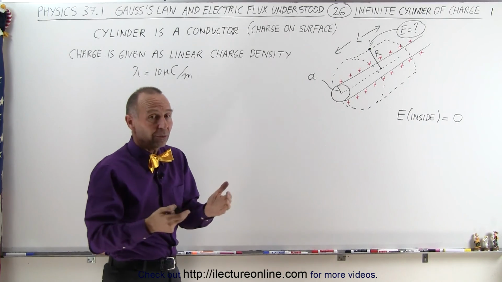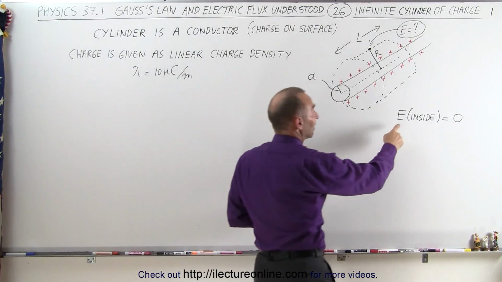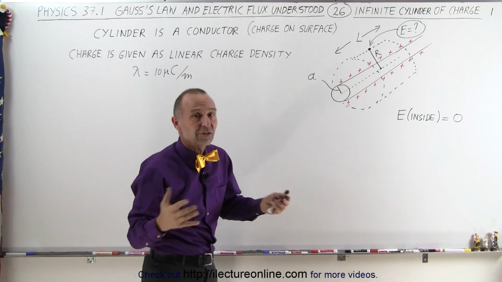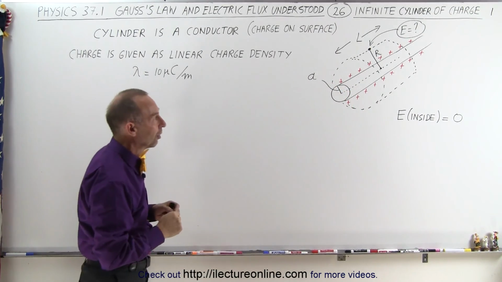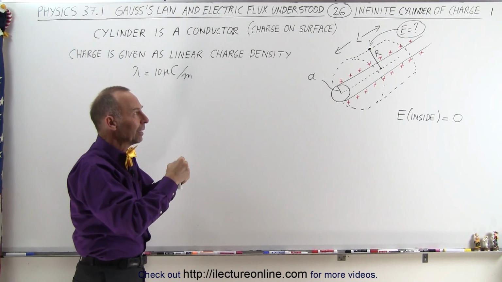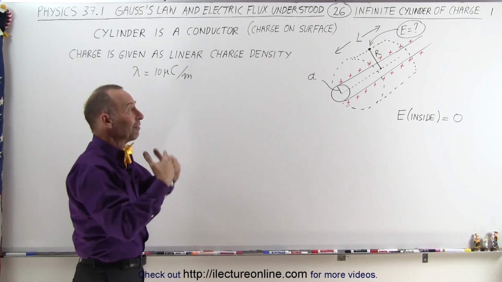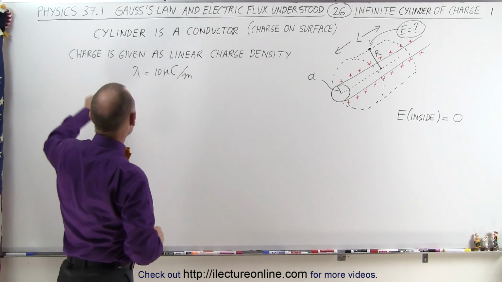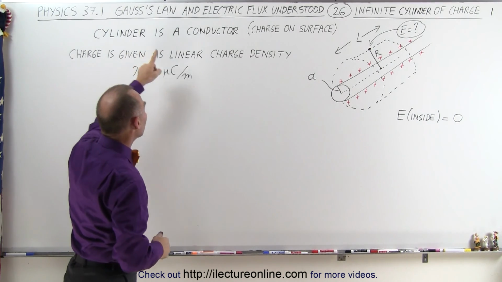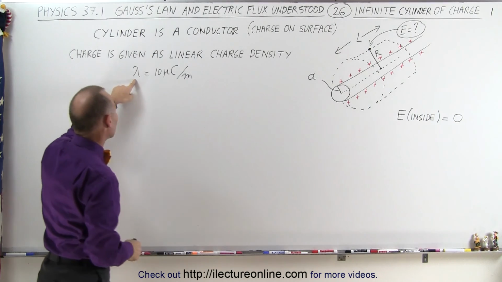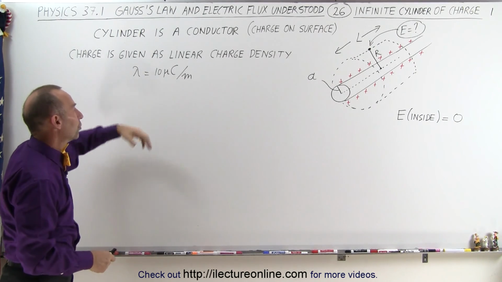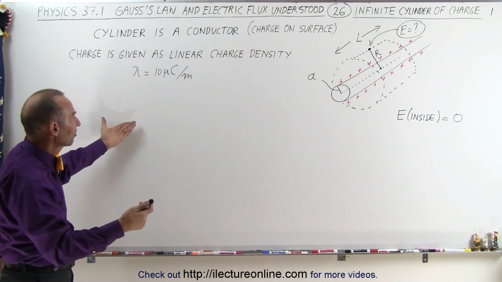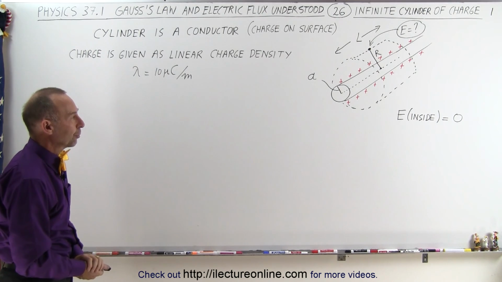Since it's a conductor, we realize that the electric field inside will be equal to 0 because there's no additional charge inside, all the charge is on the surface. So the electric field can only have a value outside the cylinder of charge. If the charge is given to us as a linear charge density, we use the letter lambda, which is equal to a certain amount of charge per unit length, per meter. So in this case, as an example, 10 microcoulombs per meter.